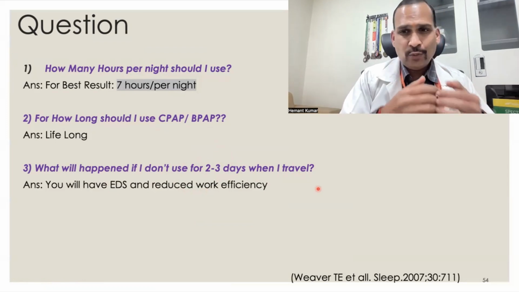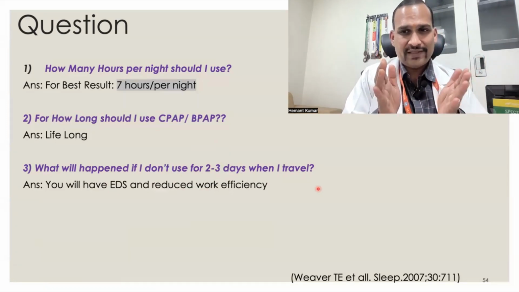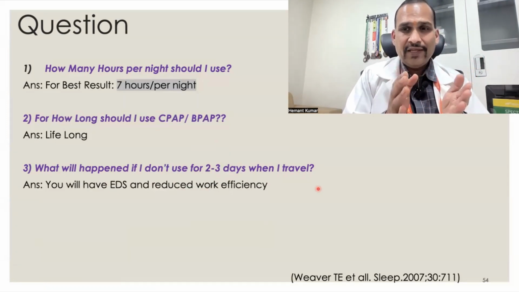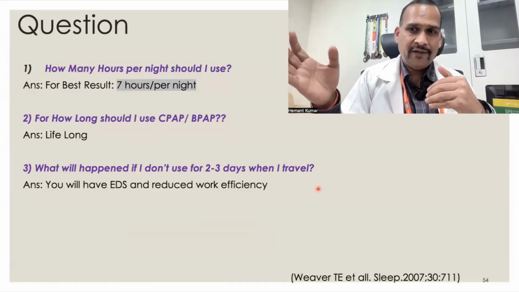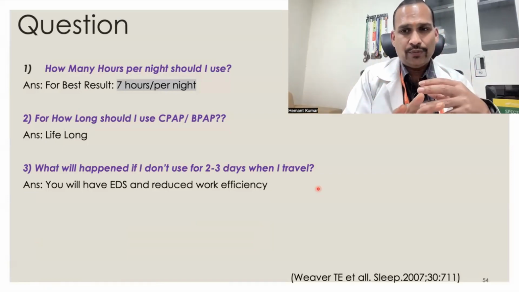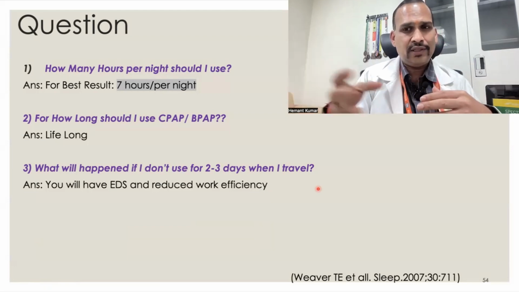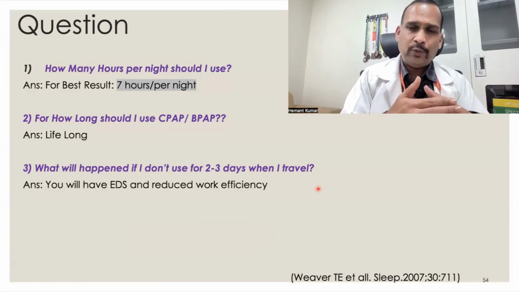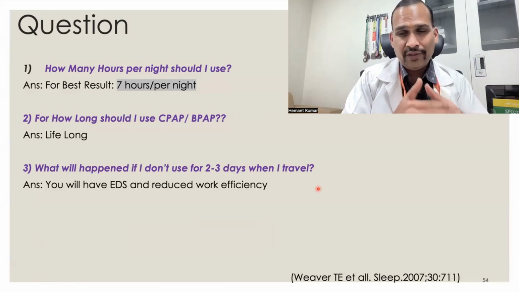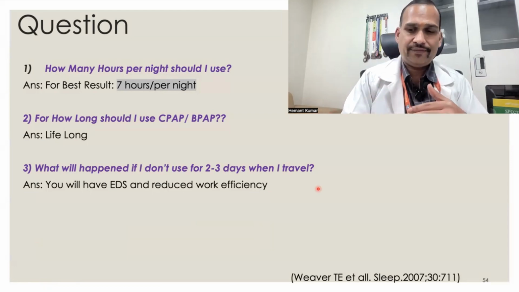And traveling is no problem because the machine is small, like a stabilizer. You have to carry it, and the flight staff allow it. So you can take it with you in your luggage or your handbag. You have to carry your CPAP along with you wherever you go.